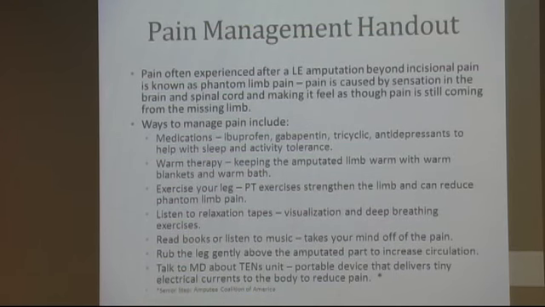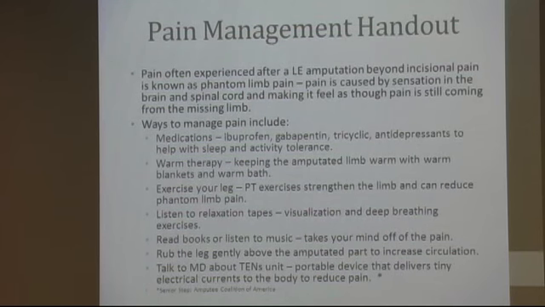And just to add a little bit to what Kami talked about, I did a little research on pain management and coping and came up with some patient education handouts, and we'll just go over them. They're pretty straightforward. With the pain management, there's a little informational section on phantom limb pain and what that is, and it talks about pain often experienced after a lower extremity amputation beyond excisional pain is known as phantom limb pain.